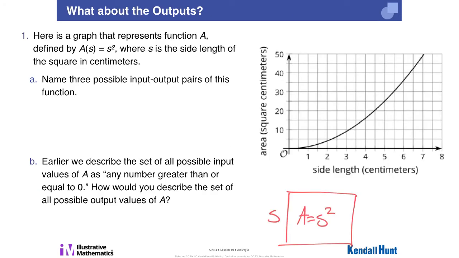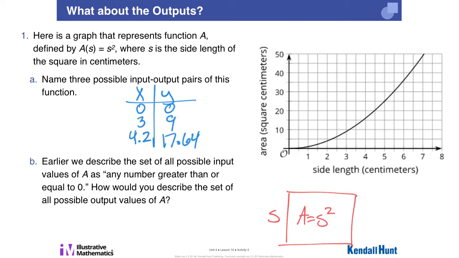Here we are revisiting the function A of s, which gives the area of a square with side length s, and we calculate that by the rule s squared. So to visualize that, I have a square here. Here's the graph of that function. First, we're going to name three possible input-output pairs. Input is x, output is y values.